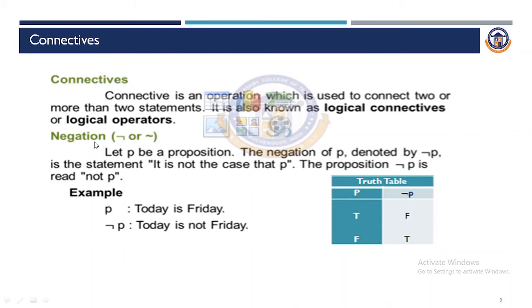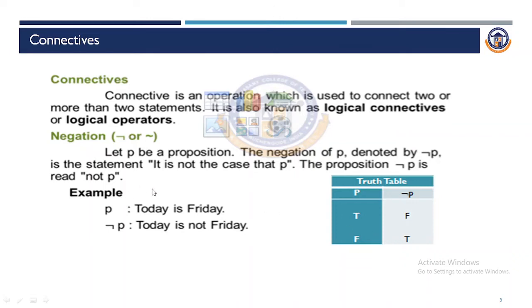In connective, negation. Negation is denoted like this. Right? Let P be a proposition. Negation P is also a proposition, which is denoted like this and read as not P. The truth value is, P is true, then negation P is false. P is false, then negation P is true.